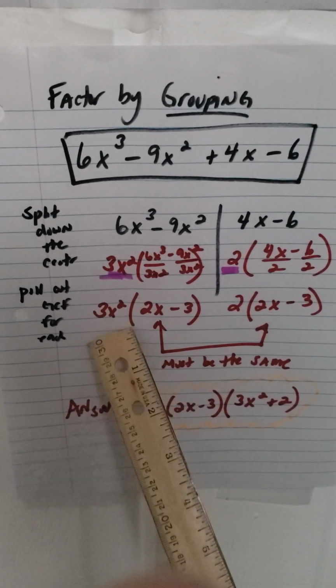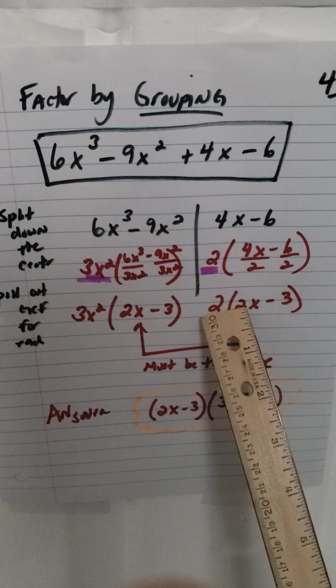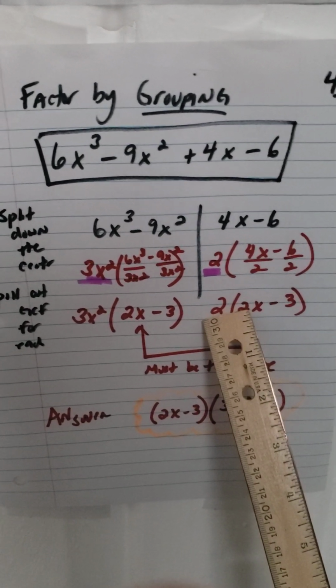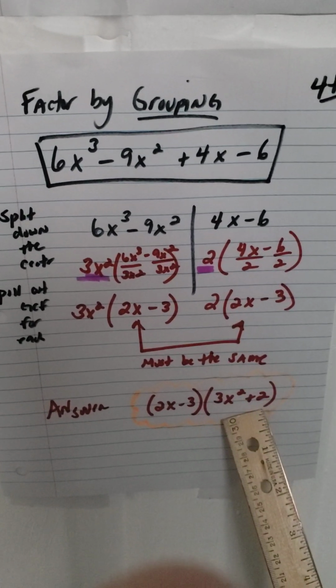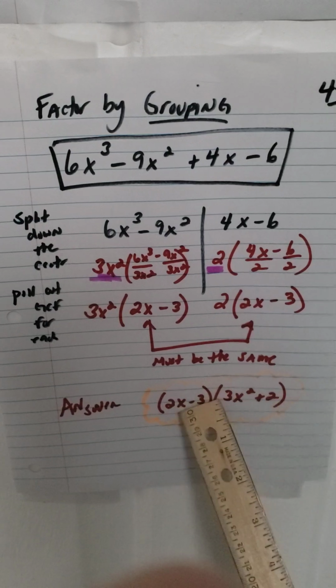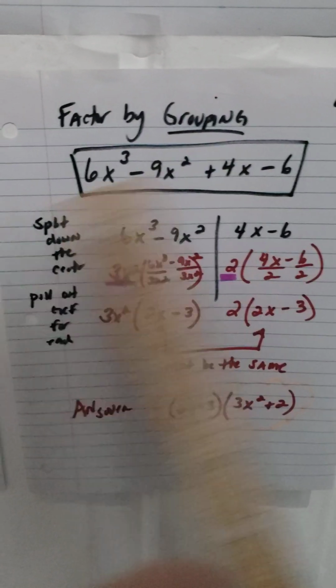And then what's left over? What's left over is the 3x squared. See, it's right there. And this would be a plus 2. Well, how do I know it's plus? Well, because it's not a minus sign, and every number is either positive or negative. So it's plus 2. So this is the factoring of this. Okay, again, this is called factor by grouping them into pairs.